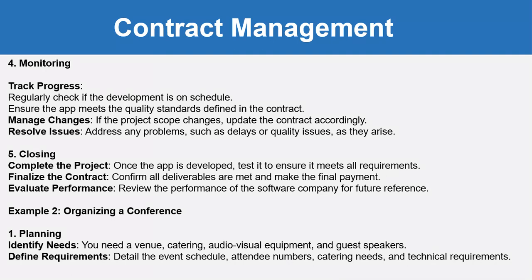If the project scope changes, update the contract accordingly and address any problems such as delays or quality issues as they arise. So this is basically called tracking, means if things are going well then it's okay, if you need some changes, you have to do it accordingly.